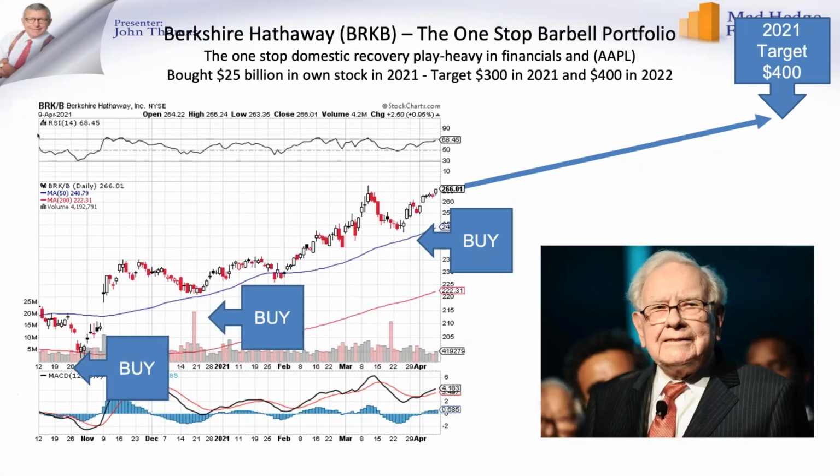Berkshire Hathaway is essentially the one-stop barbell because it has major holdings in banks, but is also the largest outside shareholder in Apple. So we've already gone to new highs since I put out this chart. Keep buying on the dips. You want to put your money with Warren Buffett.